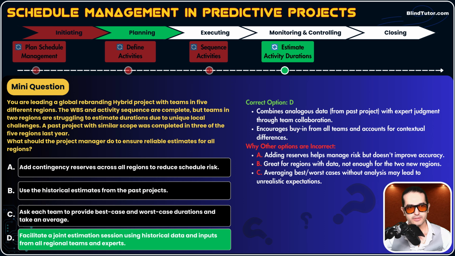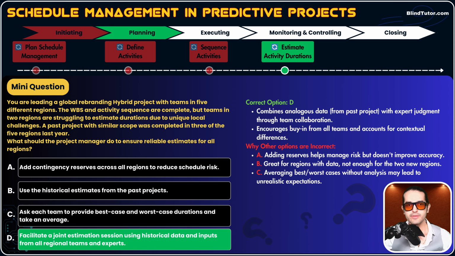Why are the other options incorrect, guys? Option A says, use contingency reserve. Adding reserve is cool, but it is for managing risks, okay? It doesn't improve or enhance the accuracy of estimation. Look at the last line. It asks what approach you should use to ensure reliable estimation. We want to increase the accuracy of our estimation. We do a joint session, we use historical data and then expert judgment, and after this meeting, we could add some contingency reserve. But contingency reserve alone cannot resolve our concern, or the question's concern.